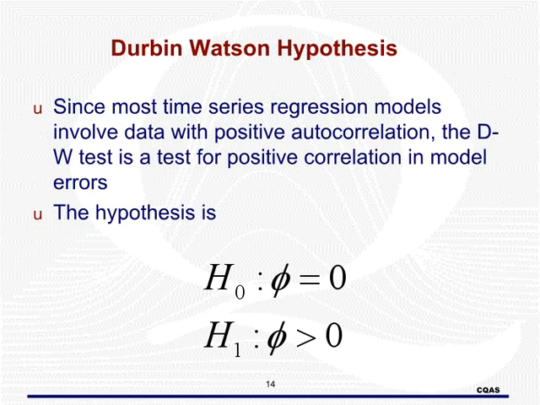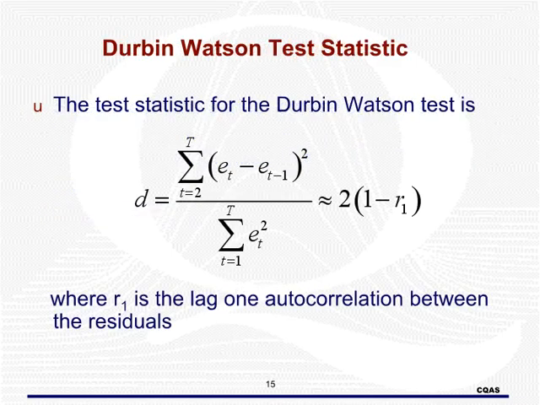Notice that this means that we are trying to conclude that the errors are positively autocorrelated. Here is our test statistic. Notice that we can just use the lag 1 autocorrelation to calculate D.